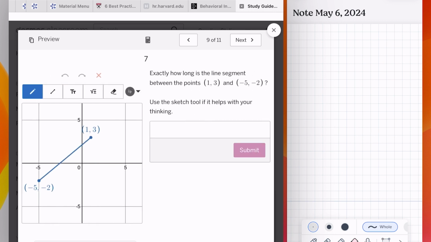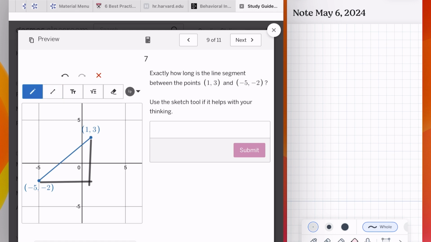Great. All right, question 7. Exactly how long is the line segment between the points 1, 3, and negative 5, negative 2? Use the sketch tool if it helps with your thinking. So to find the distance, we can create a right triangle, and then we just have to figure out what are these vertical and horizontal distances, like the height and the base of my right triangle, or the 2 legs.